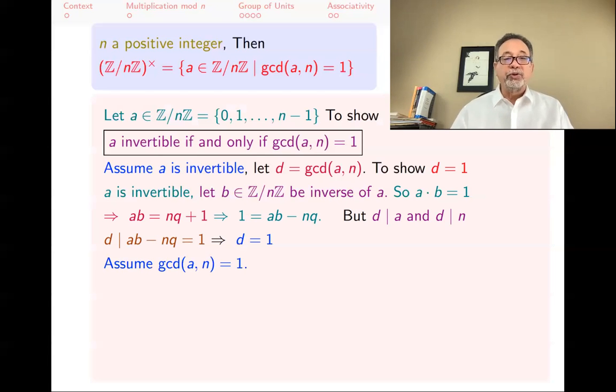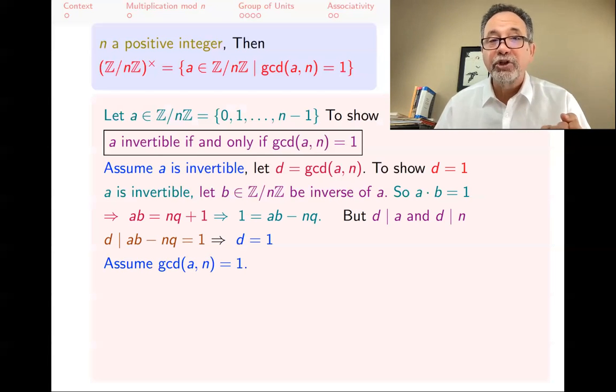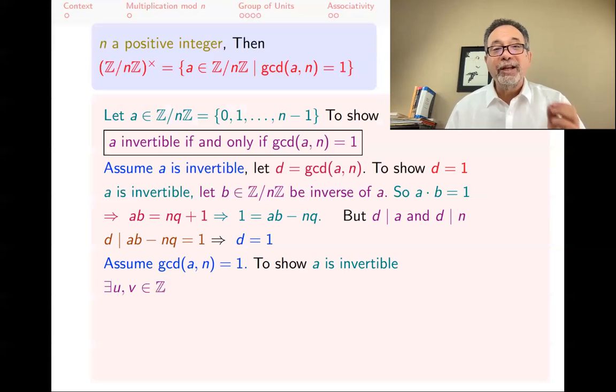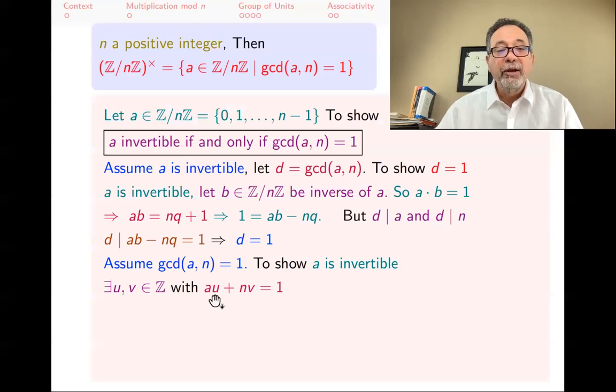Now we're going to the other direction. Assume the greatest common divisor is 1. Why is it invertible? And here's where things about greatest common divisor come into play. So we want to show A is invertible. Because the greatest common divisor is 1, we know that 1 is an integer linear combination of A and N. This is the key issue. This is not so obvious. You have to prove this, and we proved it in a previous video, but you have to say that there's a U and a V, both integers, such that AU plus NV is 1.